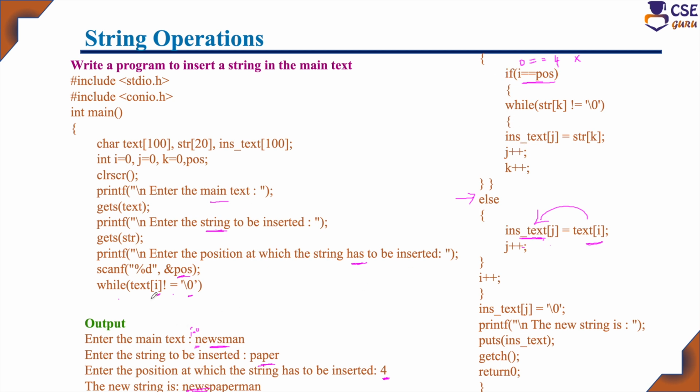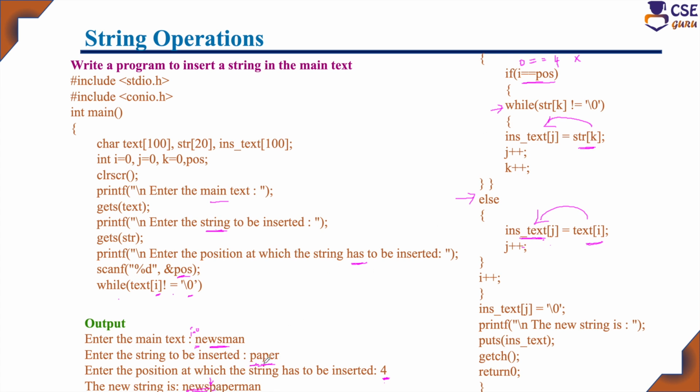The 5th time, that is when i value equals 4, up to this 4th position this condition fails. Only this condition will execute. So when it reaches the 4th position, it will check str of k not equal to \0, in the sense that str of k will be copied to insert text of j. That is, after this position, it will insert the string. This string will be inserted at the 4th position.